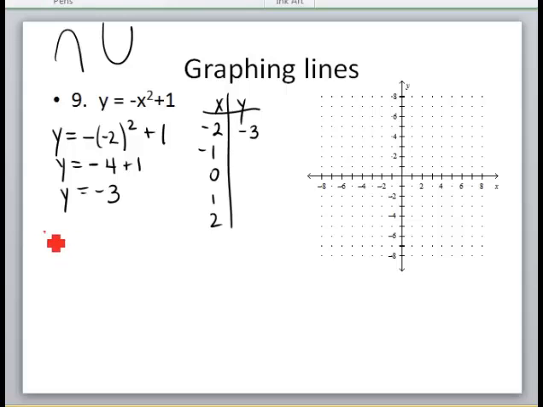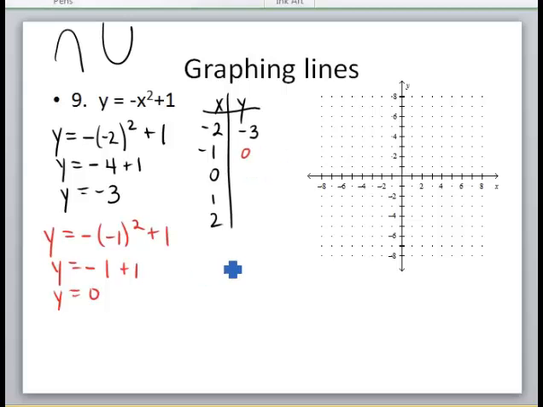The next time I'm going to copy everything except the x, make parentheses, squared plus 1. All I'm doing is copying this negative. This is my x squared plus 1. I'm going to put negative 1 in. I end up getting negative, order of operations. Negative 1 times negative 1 is 1, plus 1. Negative 1 plus 1 is 0. So I have negative 1, 0 now.